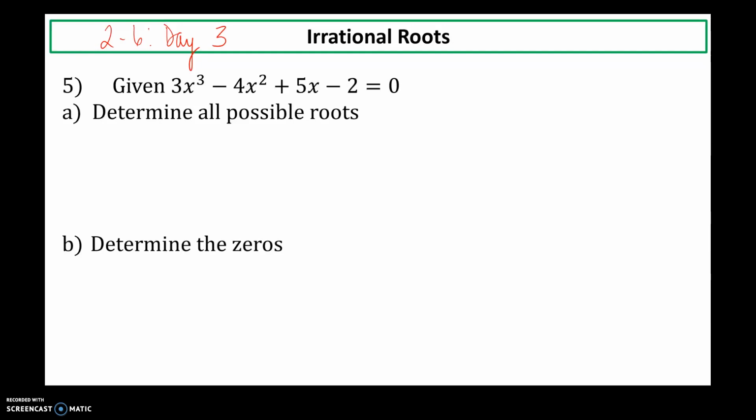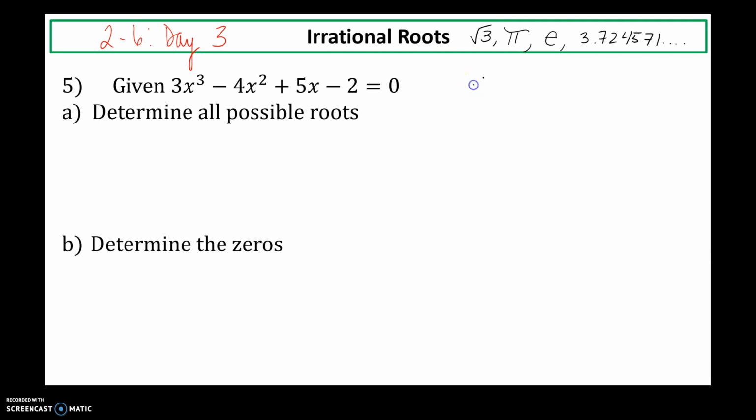All right, so I just wanted to finish up lesson 2.6. So this is example 5 in your notes packet, irrational roots. So recall what an irrational number is. An irrational number is a number like the square root of 3 or pi, or the number that we use e to represent, or any decimal that does not end and does not repeat a pattern.